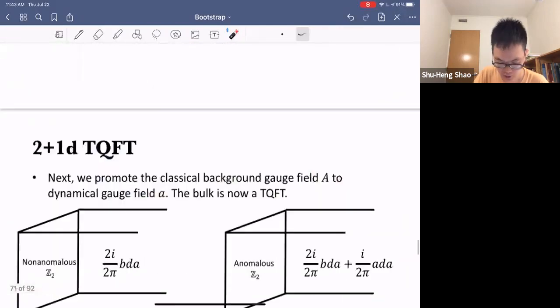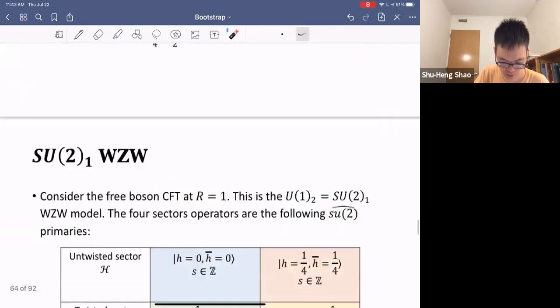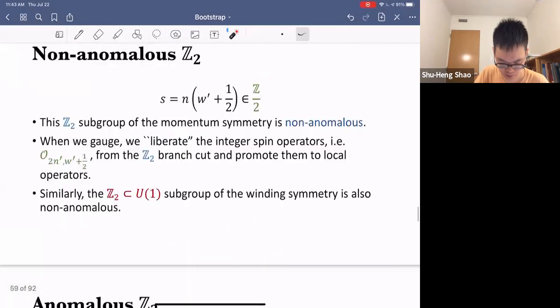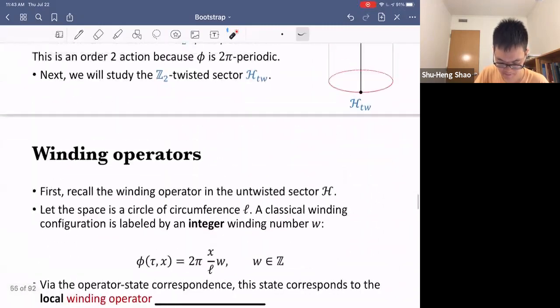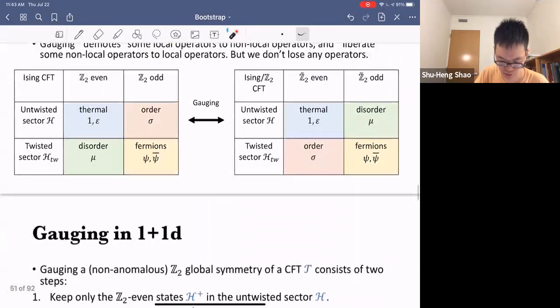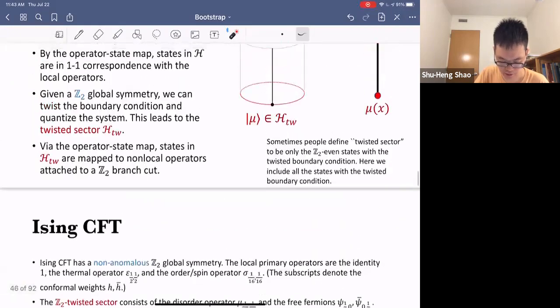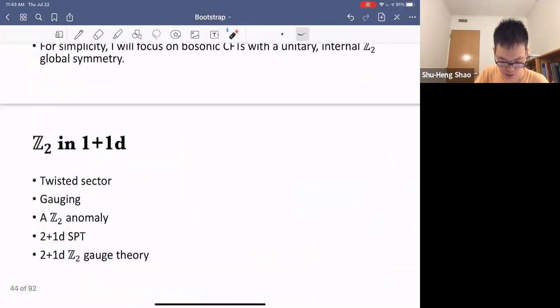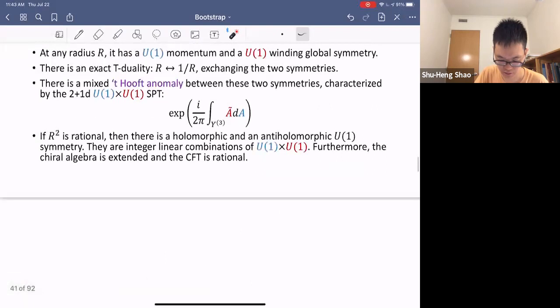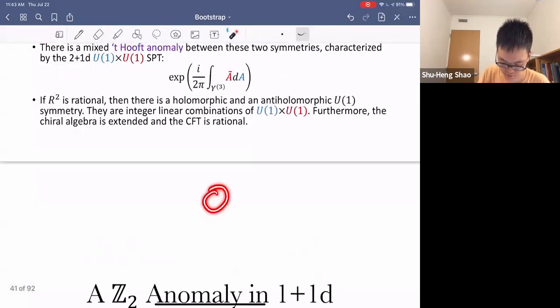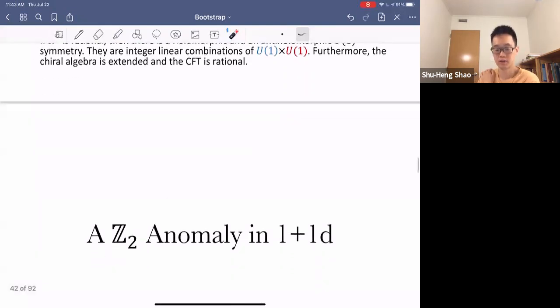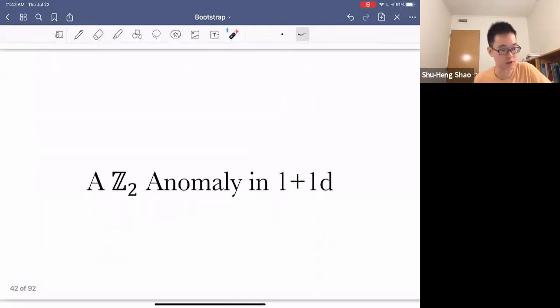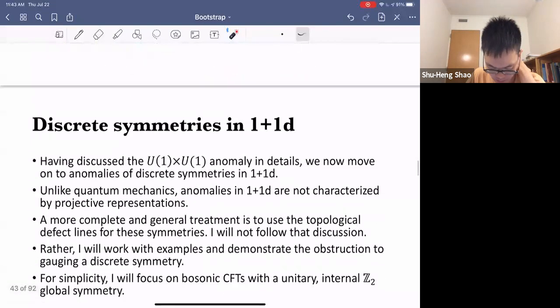All right, so now, any other questions about this U(1)×U(1) anomaly in 1+1D? It's really like the 2D counterpart of the triangle anomaly in 4D, except that here it's not a triangle, but just this diagram. Okay, if there's no further question, let me go to the third lecture, the Z2 anomaly in 1+1D.